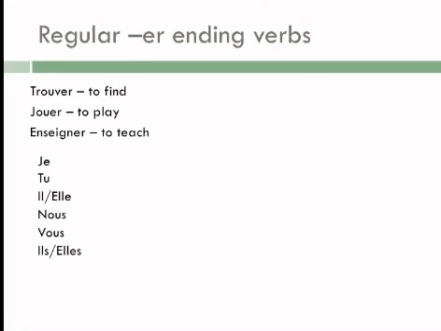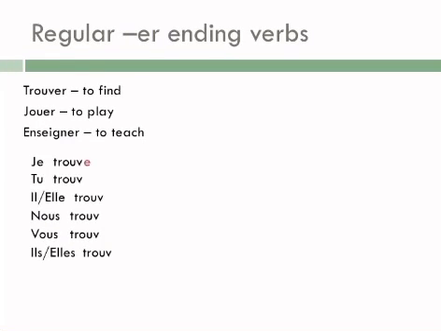Je means I, tu means you, il means he, elle means she, nous means we, vous means you, ils means they, masculine they, and elles means feminine they. To conjugate regular er ending verbs, you will need to remove er from the verb and write the subjects in front of them. The word which is left after removing er is called the radical of the verb. And to this radical, you will need to add the endings of regular er ending verbs.